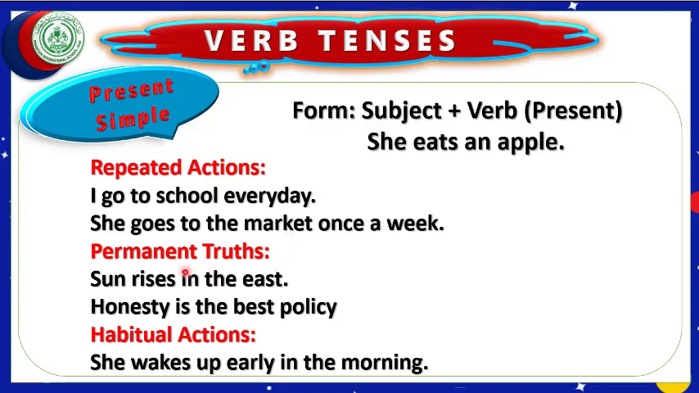In the same way, we use this tense to show permanent truths. For example, the sun rises in the east, honesty is the best policy. In the same way, we use it to show habitual actions. She wakes up early in the morning. We use this tense in such types of actions.